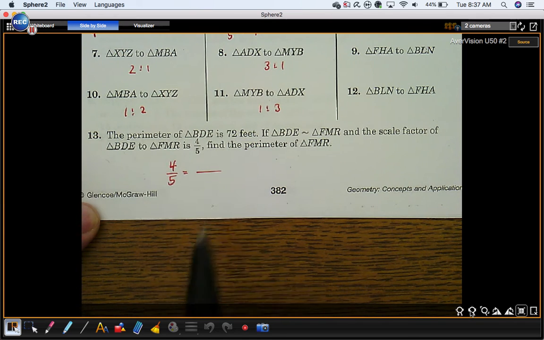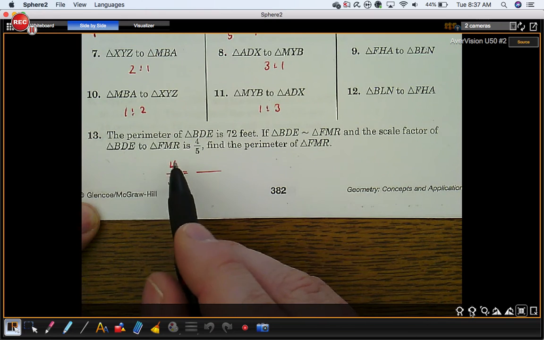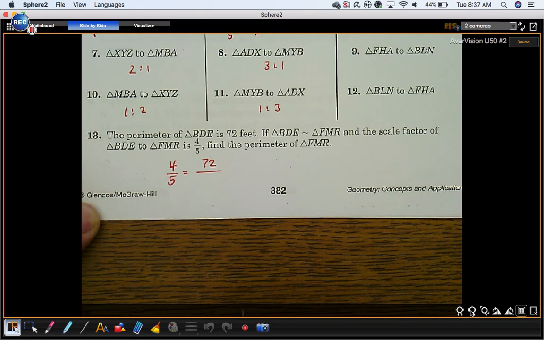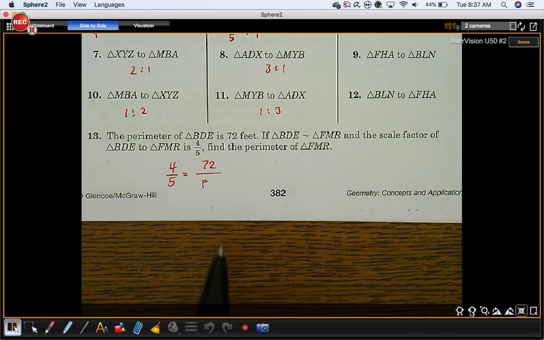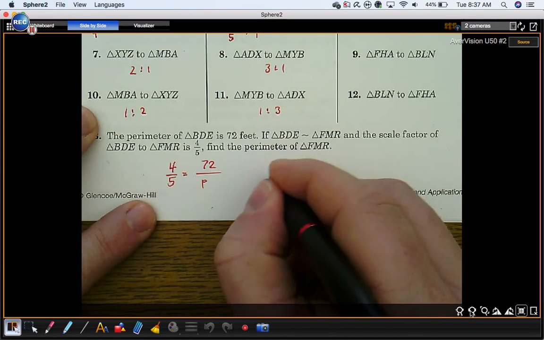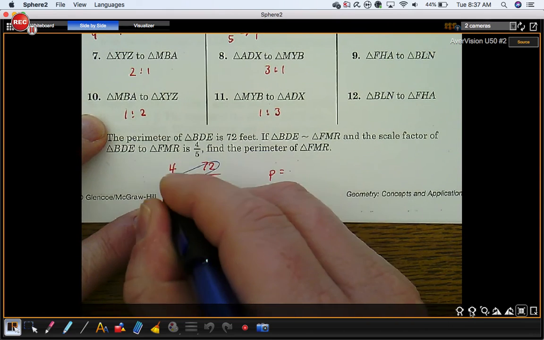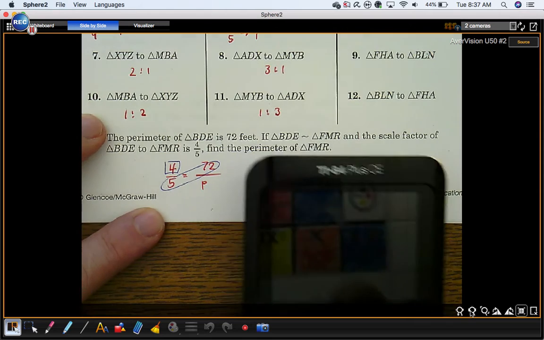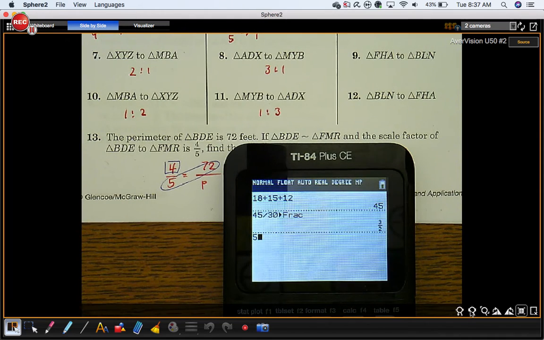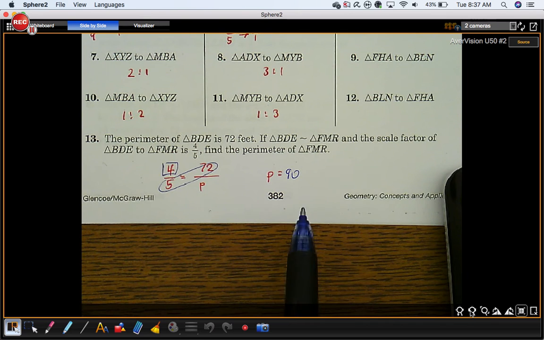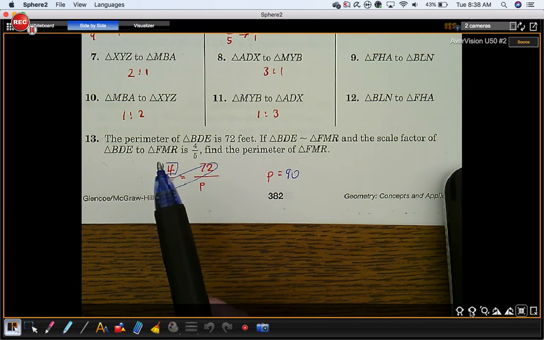Now, we know the perimeter of that triangle BDE. That goes with this guy because he's the small one, remember? You're going to put the 72 there. Find the perimeter of triangle FMR. Just cross multiply. 5 times 72 divided by 4. That's going to give us 90. You should get a bigger number. Remember, triangle FMR is the bigger of the two triangles.